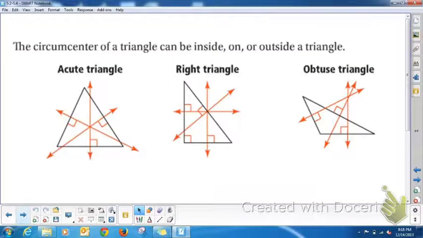The circumcenter of a triangle can be inside, on, or outside the triangle. This isn't in your notes, but just so you are aware, it doesn't necessarily have to be in the center. If it was an equilateral triangle, then it would be in the center, but otherwise it's not in the center. But it still means that these would be equidistant from the ends.